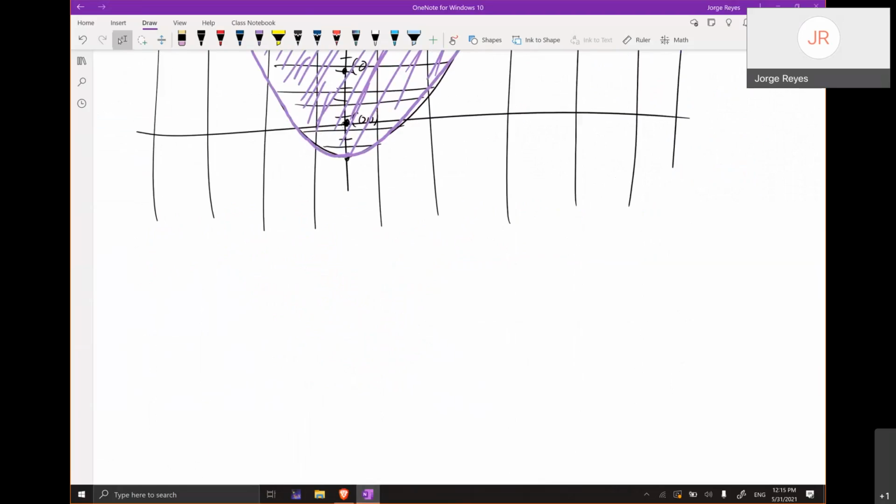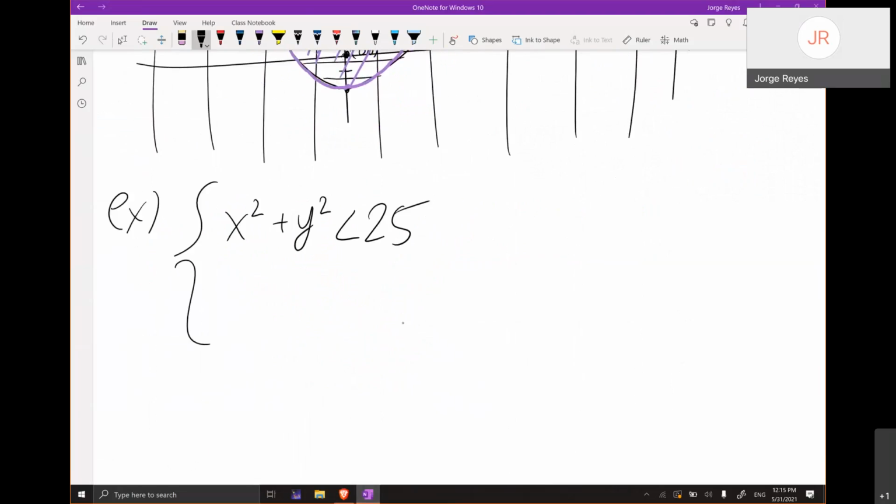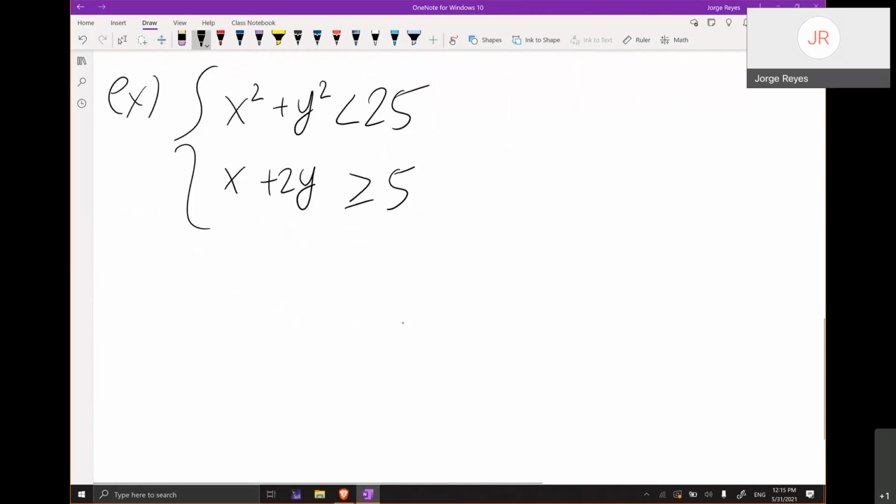Let's do another one, a classic one. Circle, if you remember. And a line. So that means we have to draw the circle, which I'm not even gonna write down. We have to draw the circle and the line and then figure out where to shade. So the circle, hopefully you know, is centered at 0, radius 5.